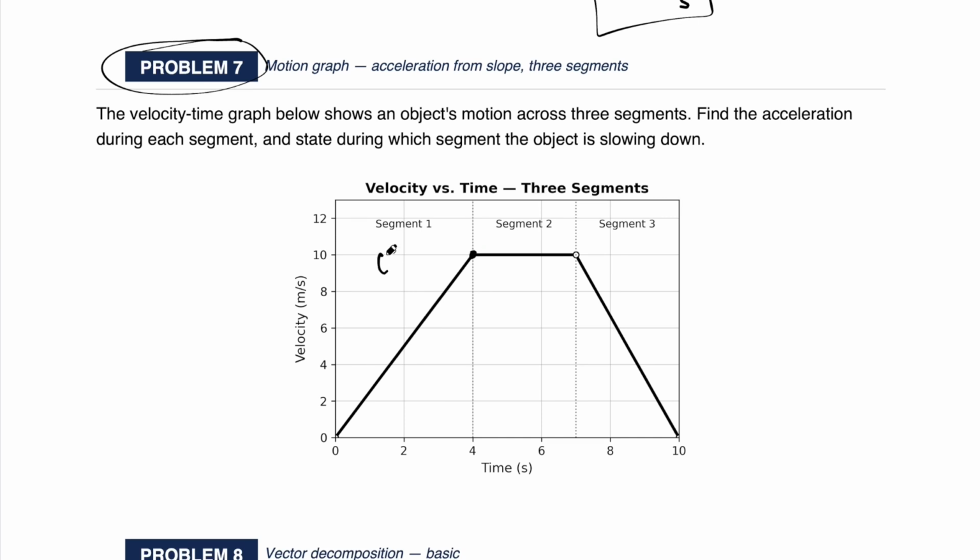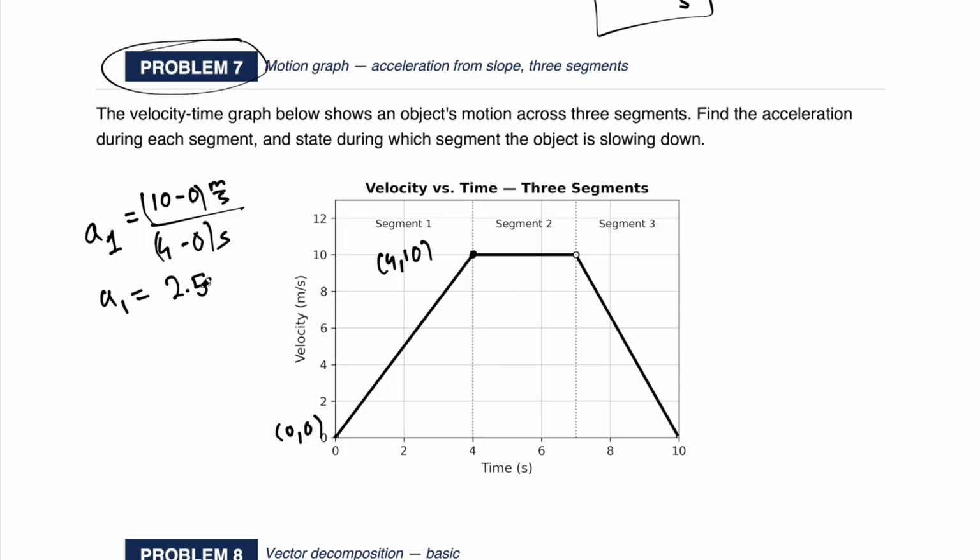So we have 4, 10 here, and we have 0, 0. So acceleration, I'm going to say segment 1. Acceleration 1 is equal to 10 minus 0 meters per second over 4 minus 0 seconds. Acceleration 1 is just 2.5 meters per second squared. And anytime you have a flat line, you know the slope is 0. So this would just be 0 meters per second squared.